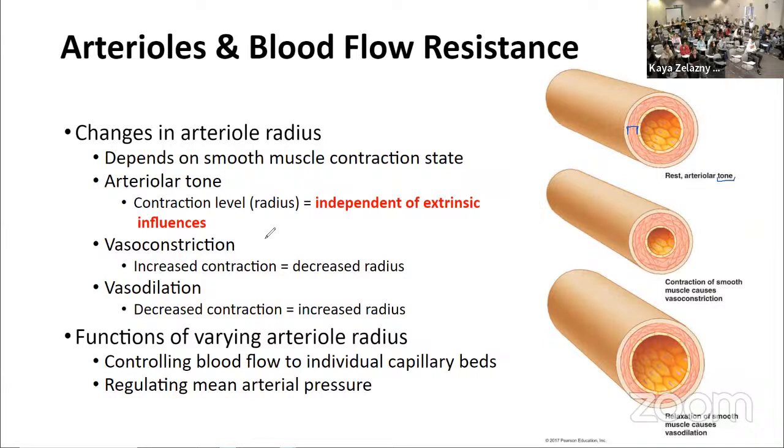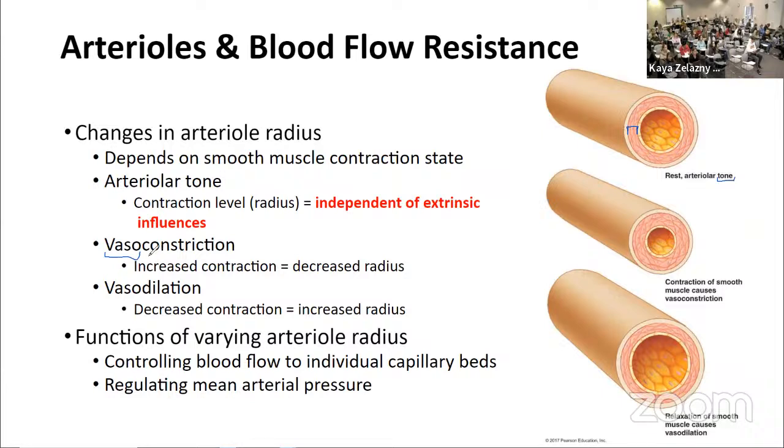So definitions again that we saw before. Vasoconstriction, right, is constricting like a boa constrictor, our blood vessel. That's where the vaso is from. So vasoconstriction for an arteriole would mean we're contracting that smooth muscle, which acts kind of like a sphincter. So it's getting smaller, decreasing radius, raising resistance.